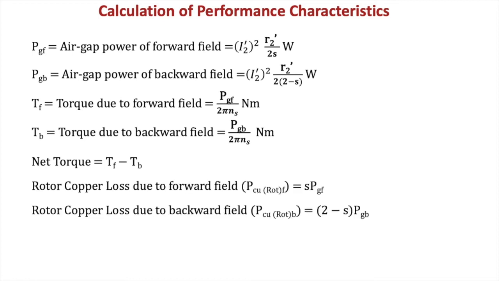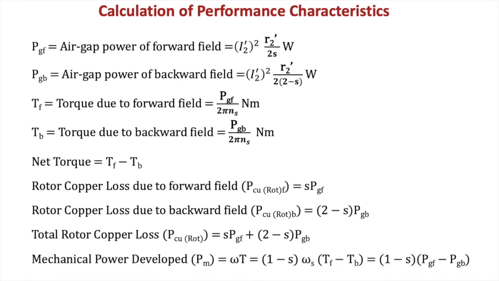The rotor copper loss due to the forward field will be given as S times the air gap power of the forward field, and similarly for the backward field it will be the slip times the backward air gap power. The total copper loss will be the copper loss due to the forward field and the backward field. It is a simple summation, and the mechanical power developed will be equal to omega into T. So the net torque was Tf minus Tb multiplied with the rotating speed Nr.